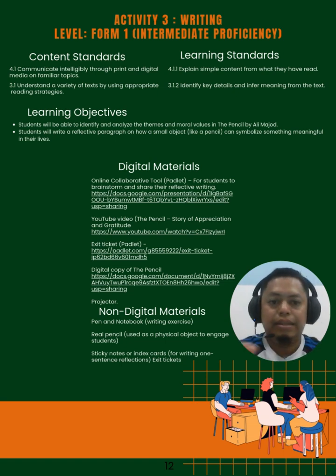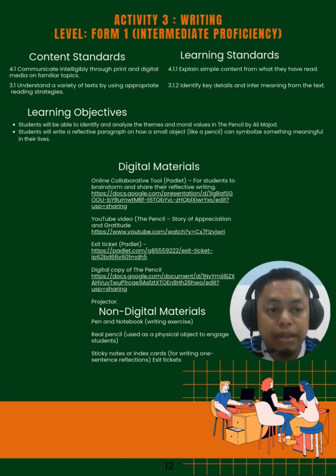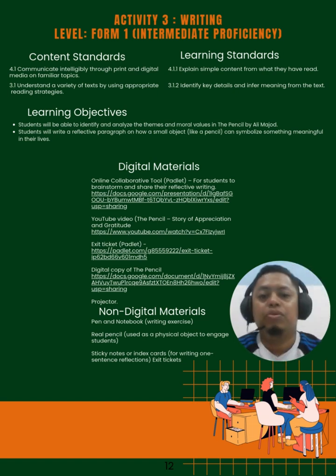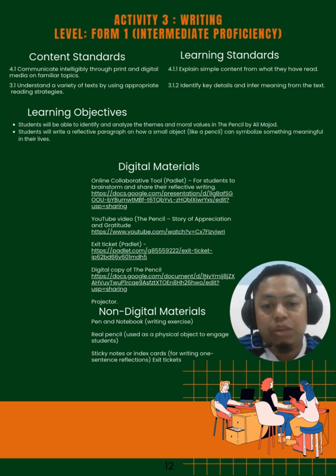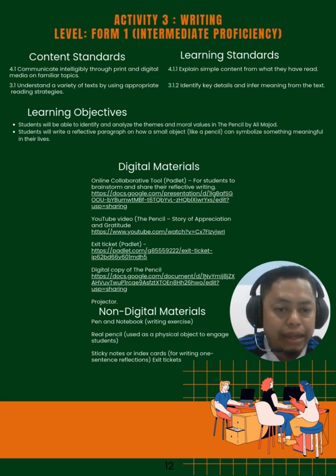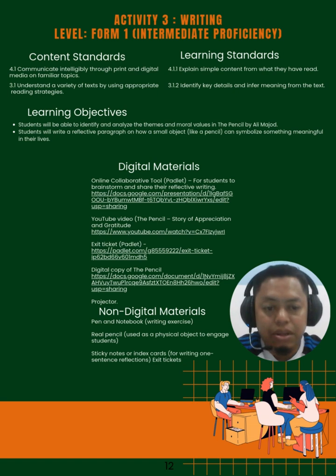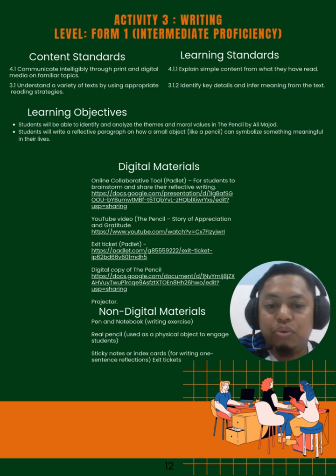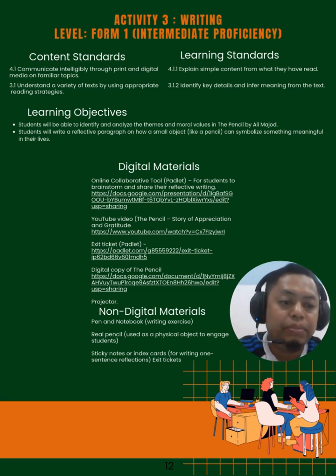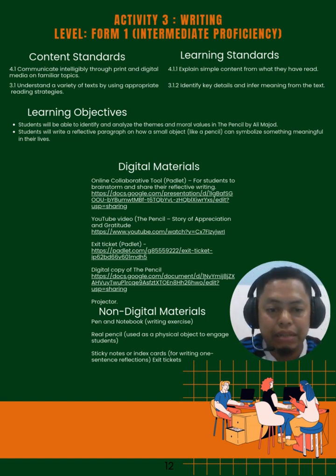This lesson is designed to help students develop their writing skills while also encouraging critical thinking and personal reflection. We start by looking at the content and learning standard. The focus is on helping students understand the text, analyze its themes and moral values, and then express their thoughts through writing. By the end of the lesson, students will be able to identify key ideas from the story and write a reflective paragraph about how a small object like a pencil can symbolize something meaningful in their life.